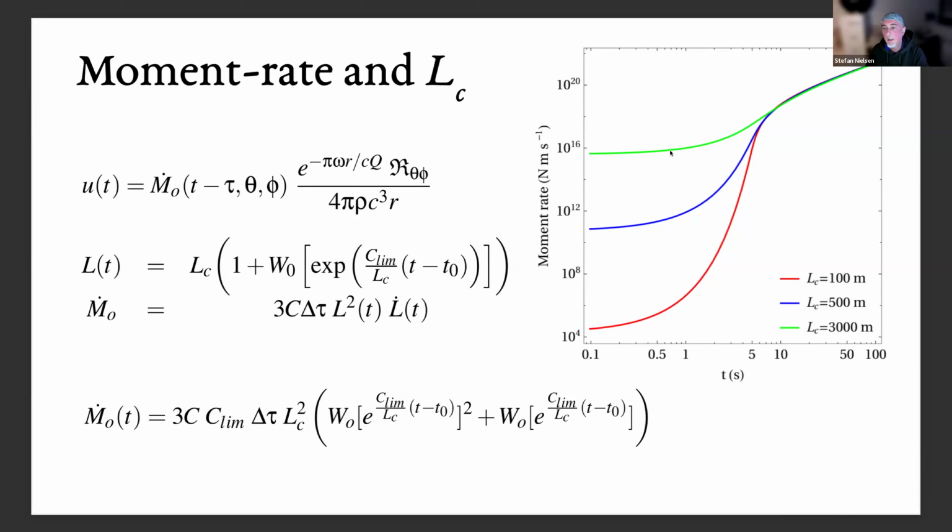So in theory, by reconstructing the moment rate from the far field, you could reconstruct the size of the patch that is undergoing the breakout at that moment. And this is reminiscent a bit of the early warning work that Colombelli et al. did, where they seem to have different characteristic times depending on the final magnitude.